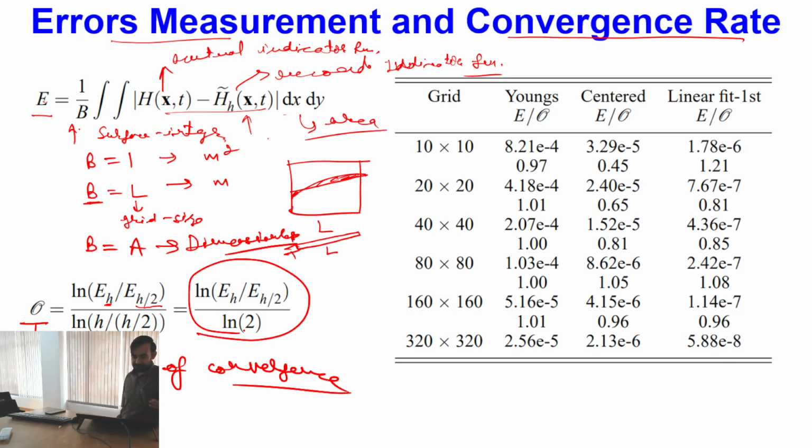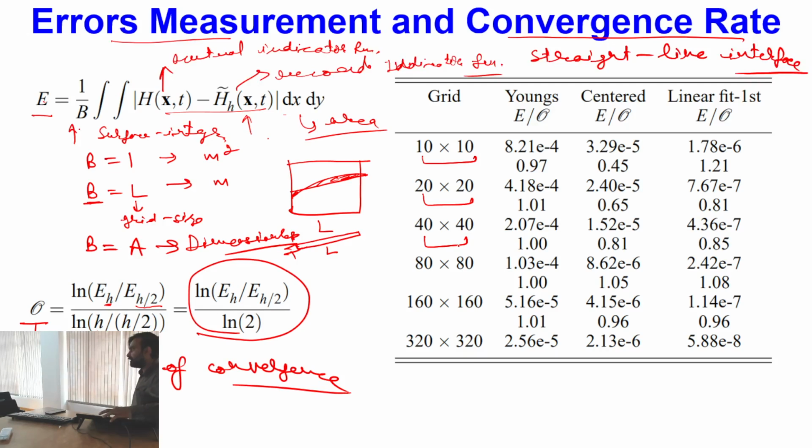Okay. So if you see, this table is given for a straight line interface. So if I have to reconstruct what type of interface? A straight line interface. Then this is done over a 10 by 10 grid, 20 by 20, 40 by 40, because in order to calculate order of convergence, I have to decrease the cell size by 2. So if my initial grid is 10 by 10, to decrease the size by 2, I have to use a grid of 20 by 20. Then to further decrease by 2, I have to use a grid of 40 by 40.